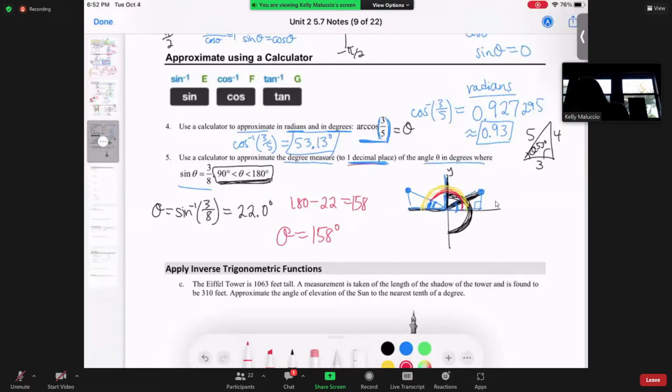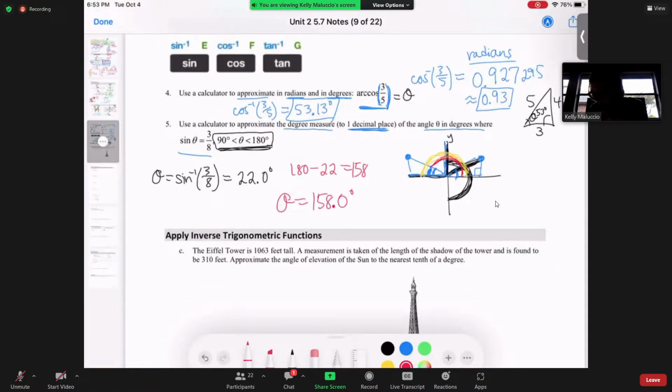And it said, okay, to one decimal place. So maybe I should write a point so they know we didn't round this. This was officially point zero. Okay, so there's some calculation there. Okay, great.